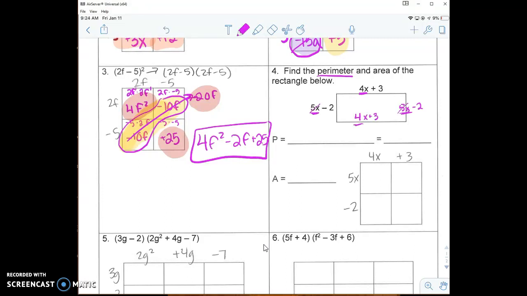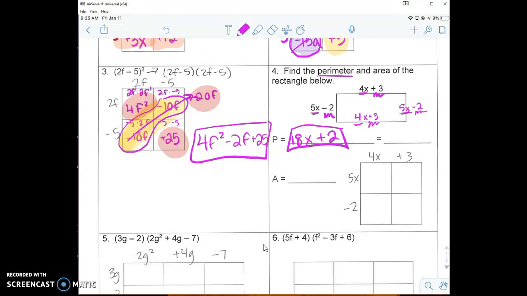I have 5x plus 4x plus 5x plus 4x. 5 plus 5 is 10. 4 plus 4 is 8, and 10 plus 8 makes 18x. Then we have negative 2 plus 3, which makes 1, plus 3 makes 4, minus 2 gives us plus 2. So our perimeter is 18x plus 2.